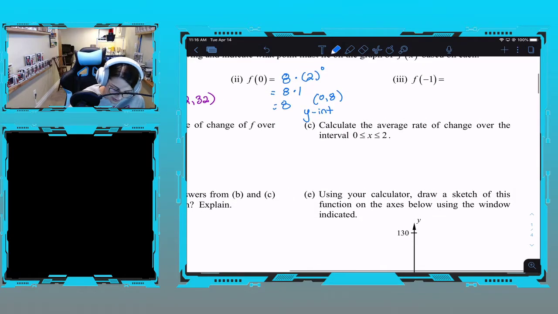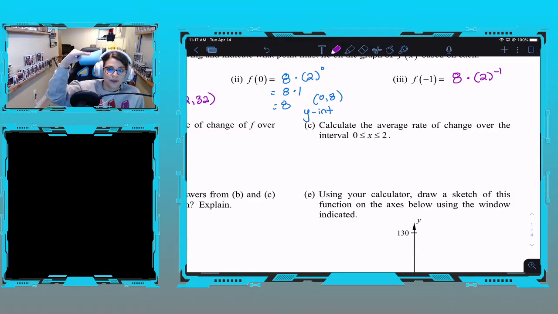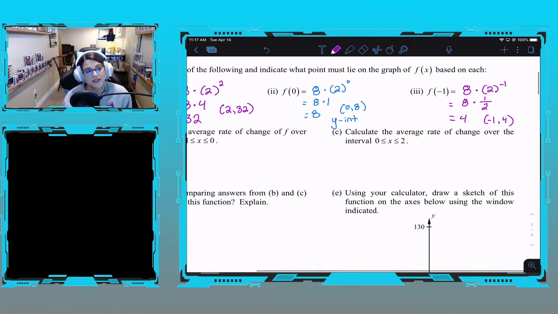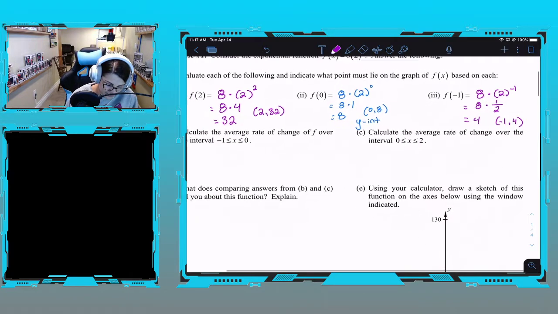Okay. And then if we want to do f of -1, we're going to have 8 times 2 to the -1. And if we remember with negative exponents from last lesson, that's going to switch that 2 from a numerator to a denominator. So we really have 8 times 1 over 2, which is going to give us a value of 4. So we really have the point -1, 4. So hopefully that's nothing too new. We could have also plugged this function in our calculator and looked at the table for each of those x values. That would have been valid as well.